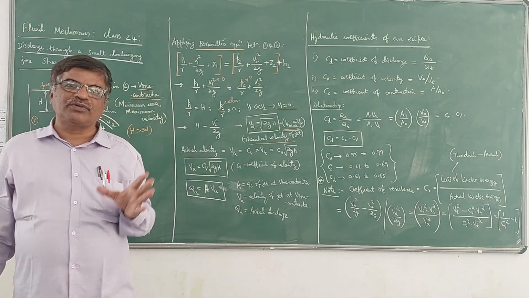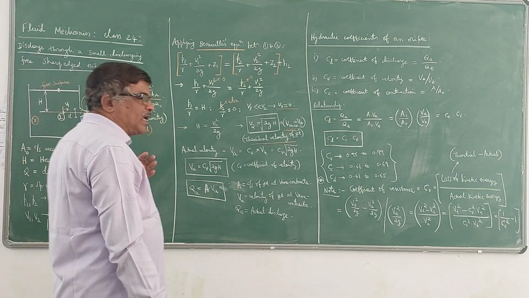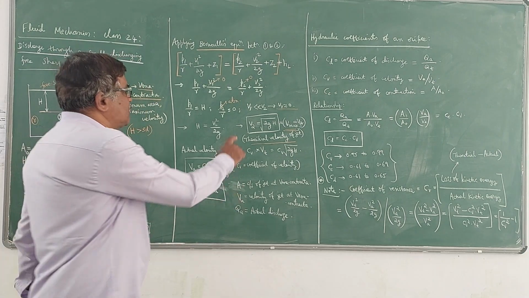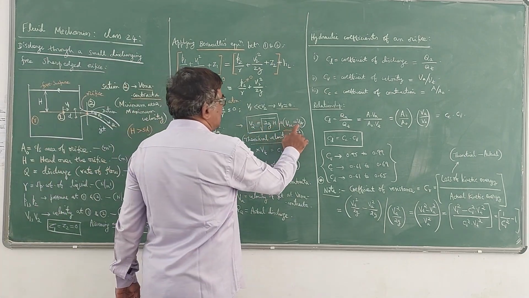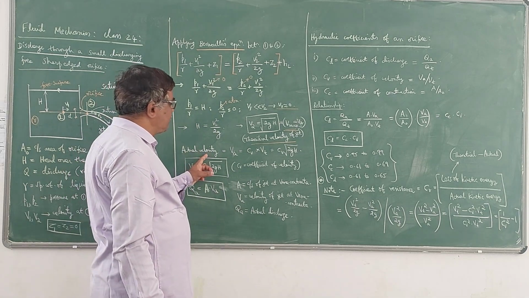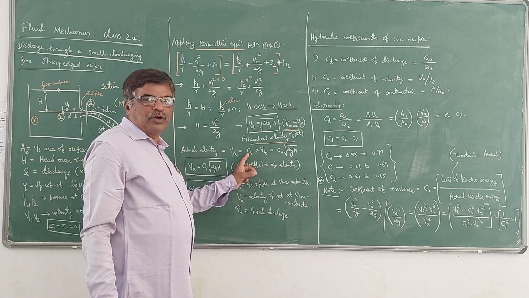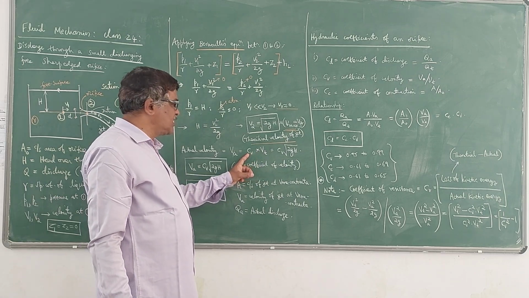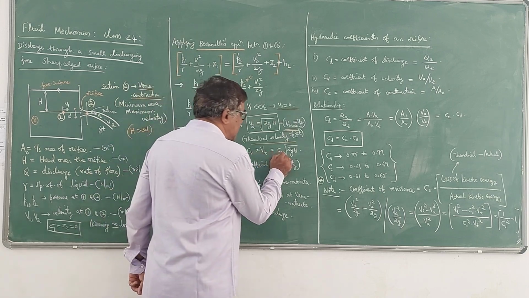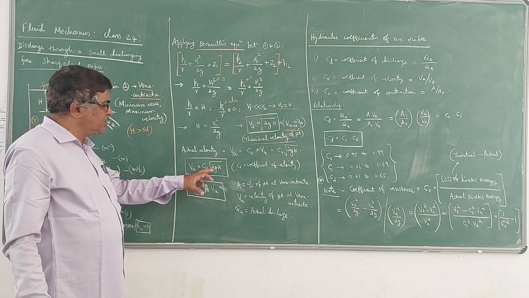Because there will be some losses during the flow that should be accounted for. So for getting the actual discharge, we have to get the actual velocity. So this is the theoretical velocity at Vena contracta. Now actual velocity will be obtained by multiplying this theoretical velocity by a coefficient called coefficient of velocity, which is less than 1. So that means Va is equal to Cv into root 2gh.